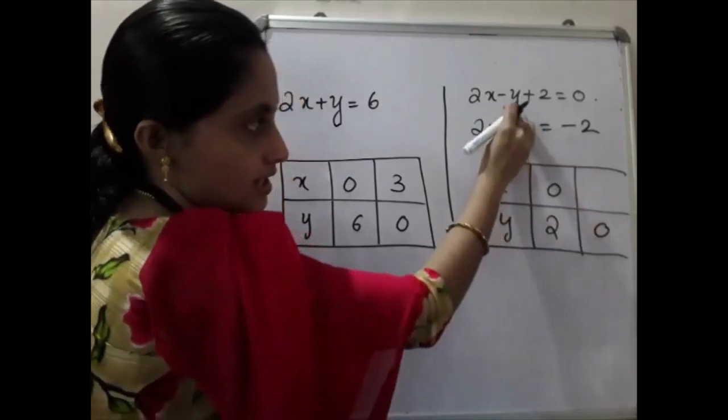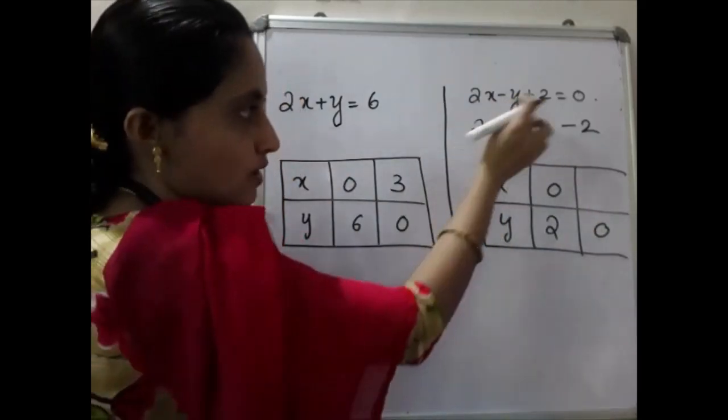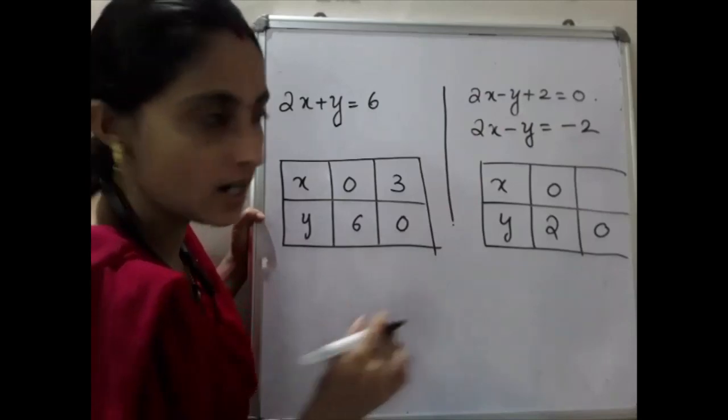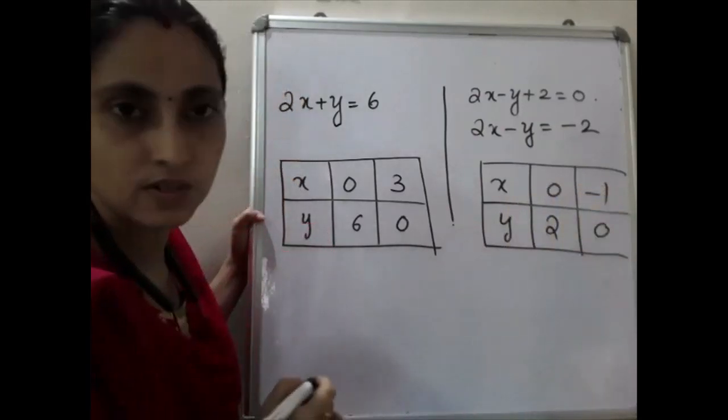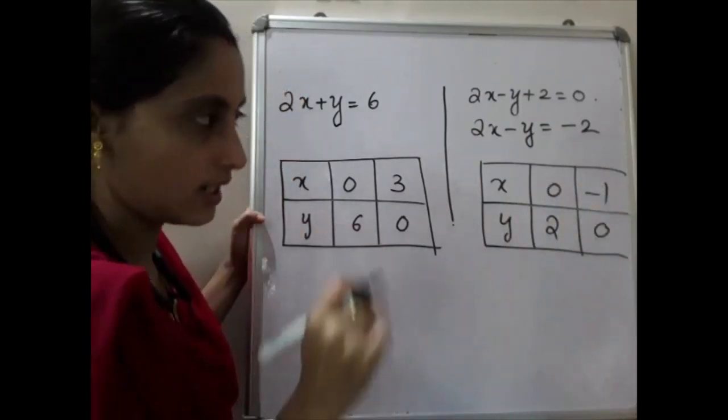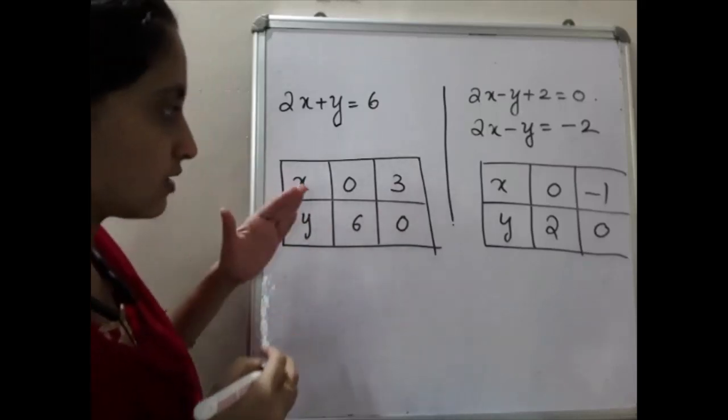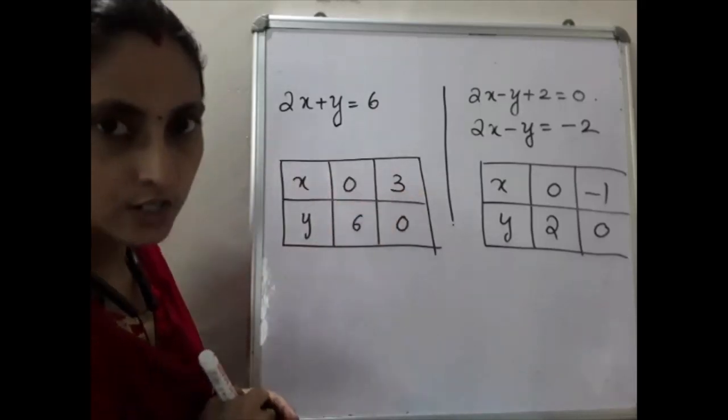Y is equal to 0 means this quantity will be equal to 0. So 2x will be equal to minus 2. So x will be equal to what? Minus 1. X will be equal to minus 2 by 2, that is equal to minus 1. So we got the two sets of solutions.